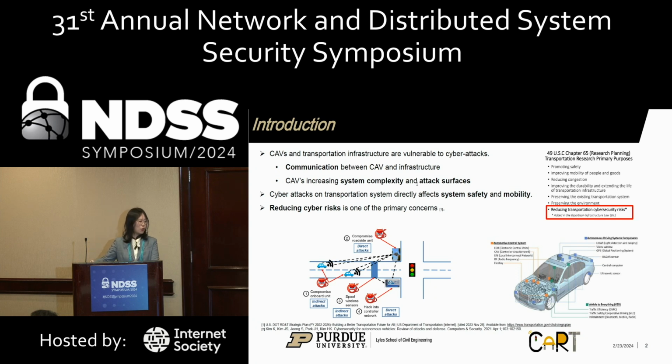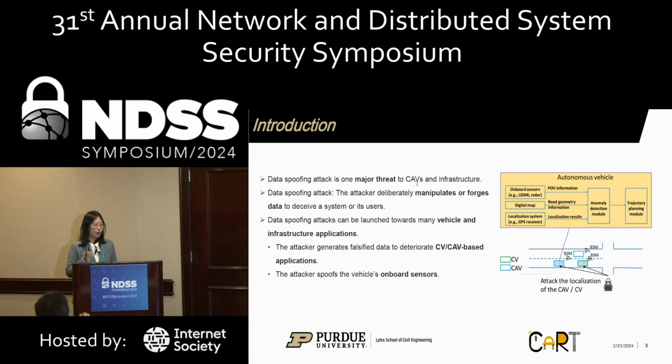Okay, so hello everyone, I'm Jun from Purdue University, and today I would like to present our recent work, which is modeling and detecting falsified vehicle trajectories under data spoofing attacks. So the cities and the transportation infrastructure are very vulnerable to cyber attacks. And also the cyber attacks on the transportation system will directly influence the system safety and mobility. So reducing cyber risk is one of the primary concerns. And above that, the data spoofing attack is one major threat to cities and the infrastructure.